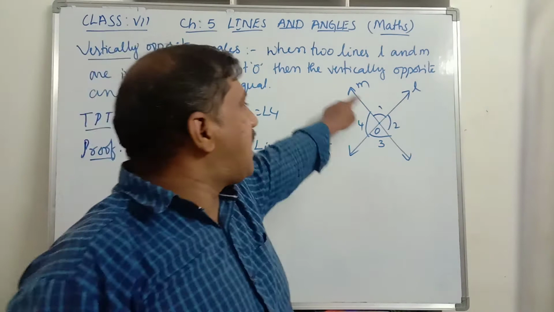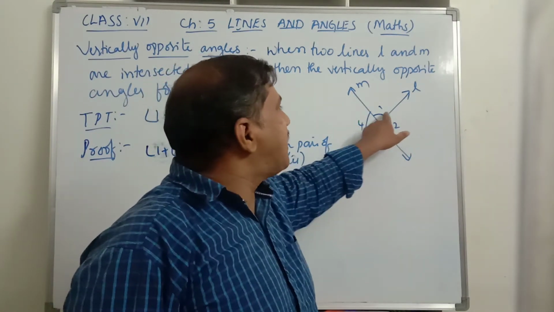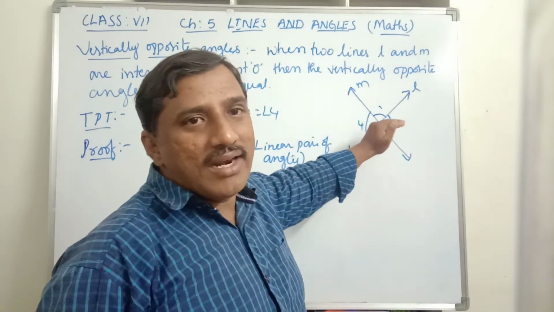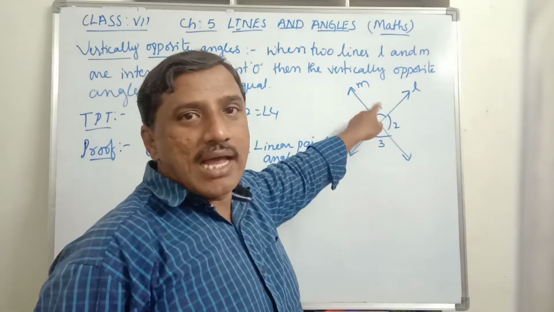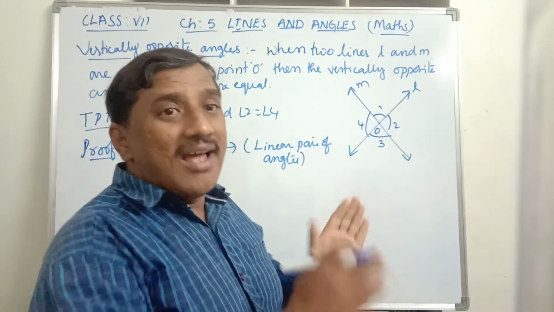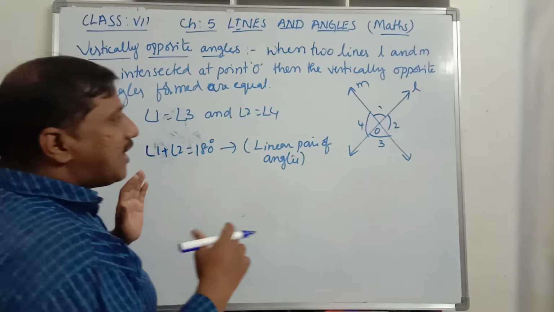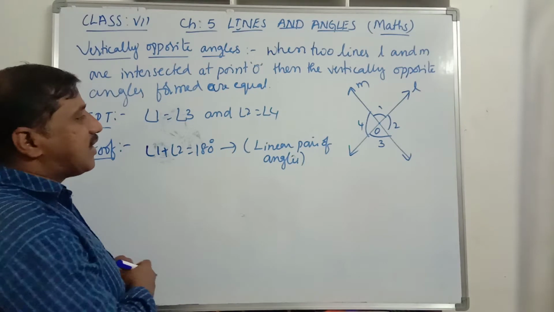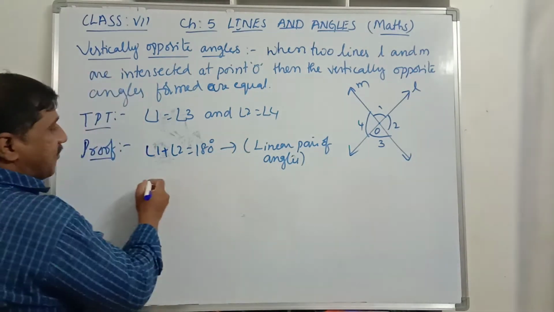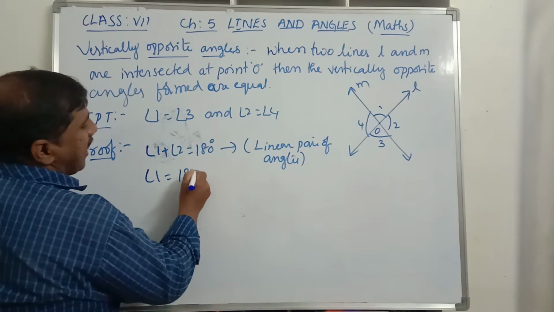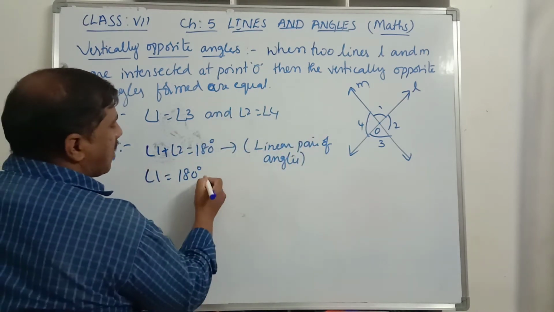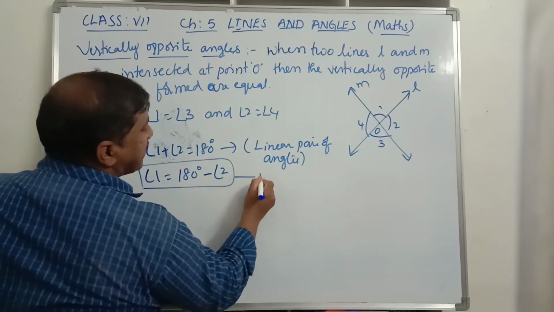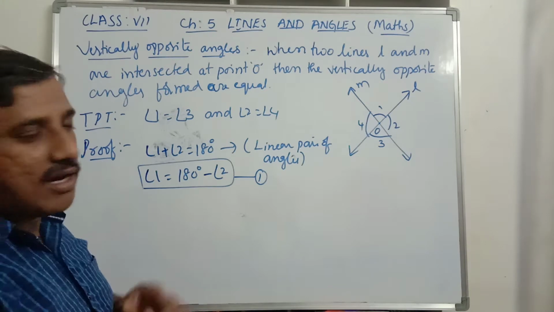If you observe line M, this ray is dividing this straight angle into two angles, angle 1 and angle 2. These two angles are known as a linear pair of angles. So for a linear pair of angles, their sum is 180 degrees. That is, angle 1 plus angle 2 is equal to 180 degrees. From this, angle 1 is equal to 180 degrees minus angle 2, transposing angle 2 to the RHS. Take this as equation 1.